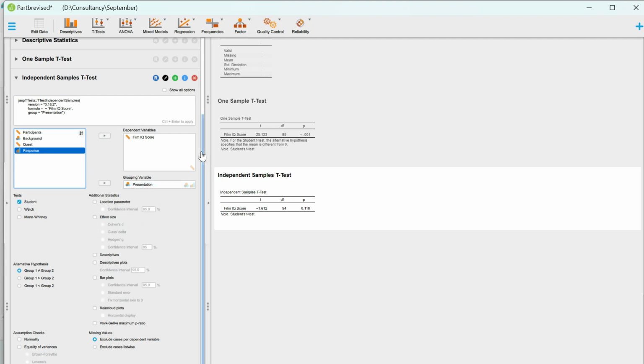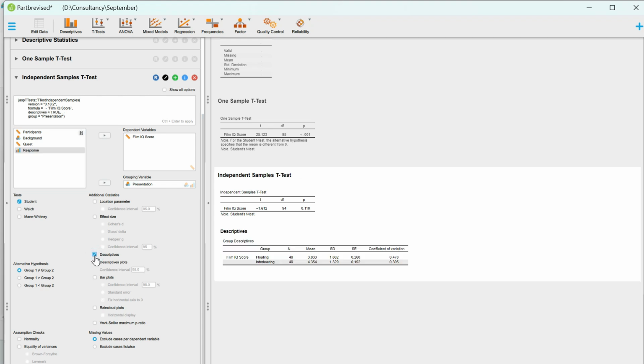If we see the descriptives, we can relate what is going on. The categories were floating and interleaving. Each has 48 members, and their mean values are 3.84 and 4.35. More or less they are very close to each other, and there is no significant difference. The t-test also generated an insignificant result, because the p-value, if you see here, is more than 0.05.